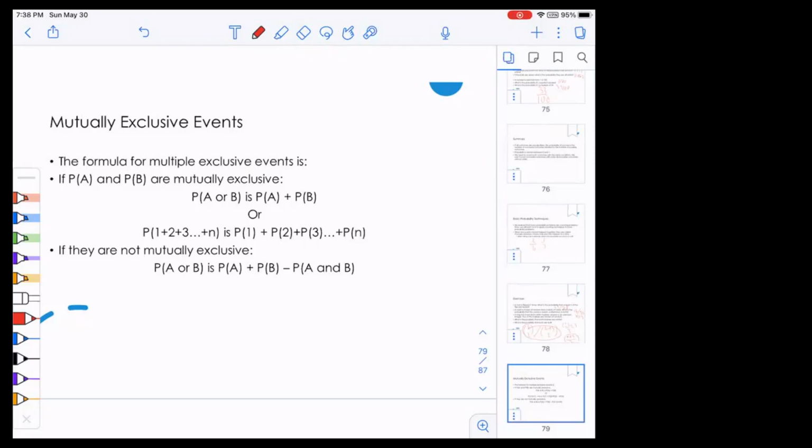But if they're not mutually exclusive, P(A or B) is going to be P(A) plus P(B), but we have to subtract P(A and B) since they're happening together and that region is being counted twice, so we have to subtract it from the total of P(A) plus P(B). So yeah, that's the formula for mutually exclusive events and events that aren't mutually exclusive in probability.